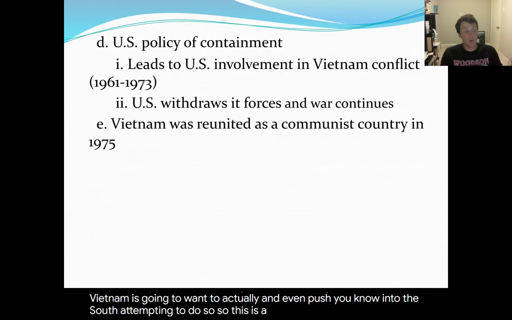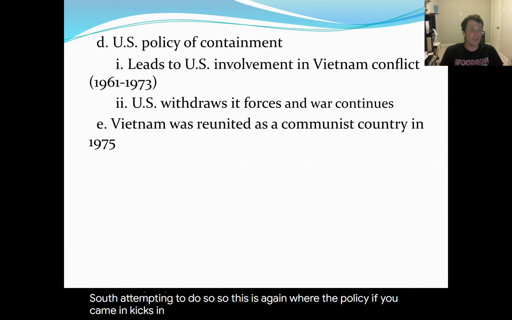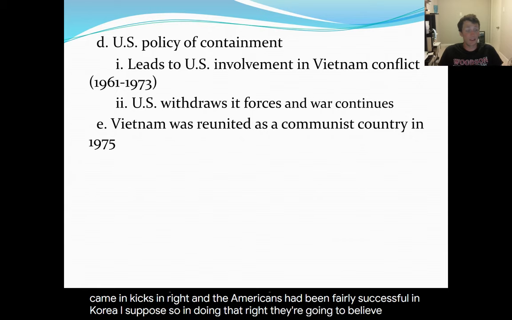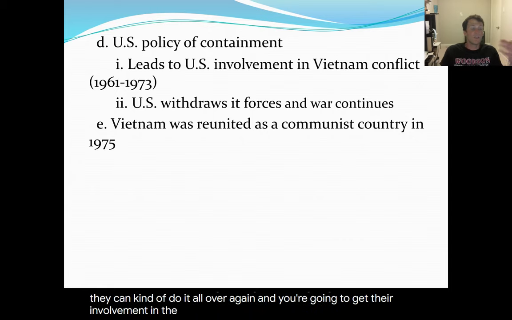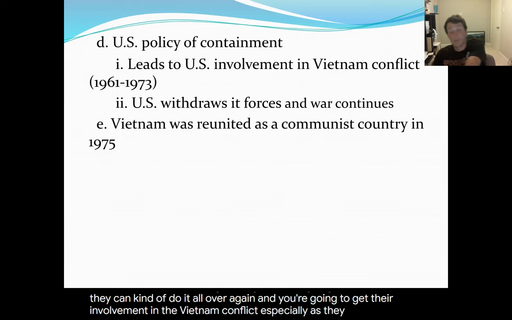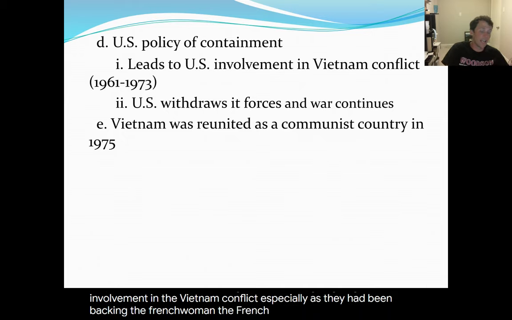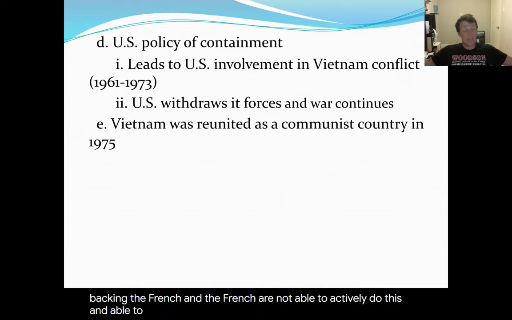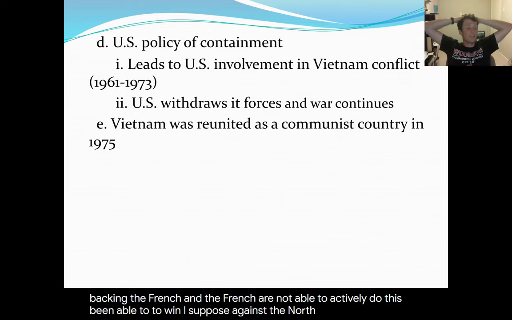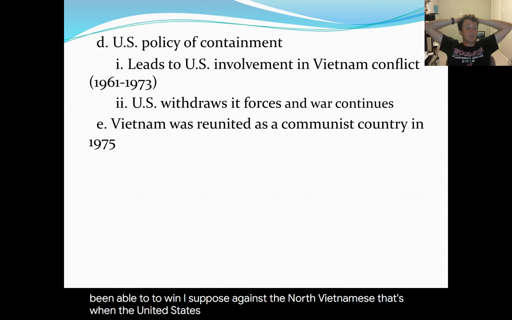So this is again where the policy of containment kicks in, right? And the Americans had been fairly successful in Korea, I suppose. So in doing that, they're going to believe that they can do it all over again, and you're going to get their involvement in the Vietnam conflict, especially as they had been backing the French, and when the French are not able to win against the North Vietnamese, that's when the United States is going to be drawn even farther into the conflict, right?